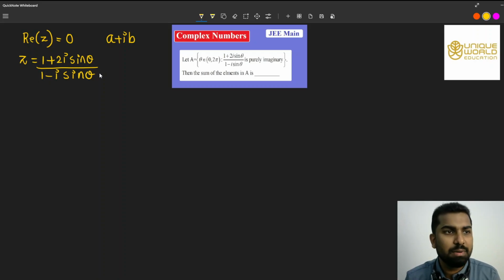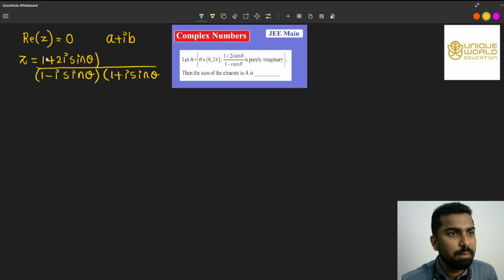If a complex number is given in this format, we convert it into standard form by multiplying numerator and denominator with the conjugate of the denominator. Conjugate means just change the sign of the imaginary part. You studied the rationalizing factor in small classes, same concept. So the denominator is 1 minus i sin theta, and we multiply with its conjugate, which is 1 plus i sin theta.